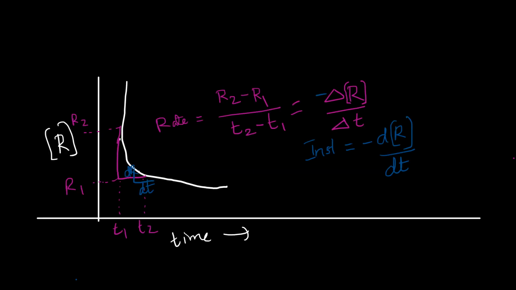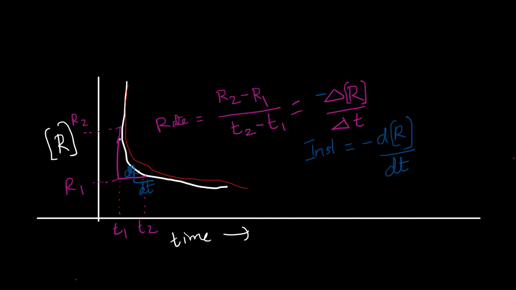Here we are going to discuss how we can calculate the instantaneous rate and average rate from a graph. There is a graph in which time is plotted on the x-axis and concentration of reactants on the y-axis. As time changes, the concentration decreases, and we get a curve like this.